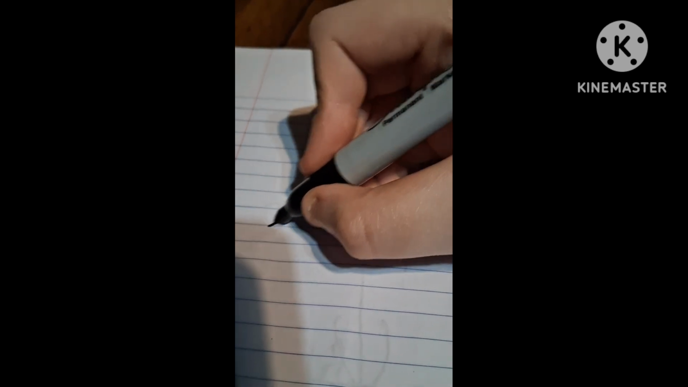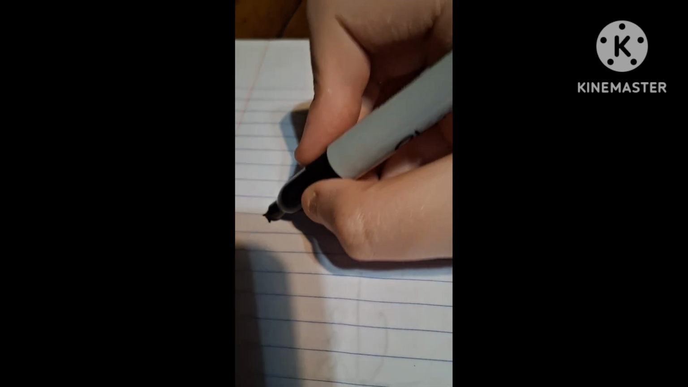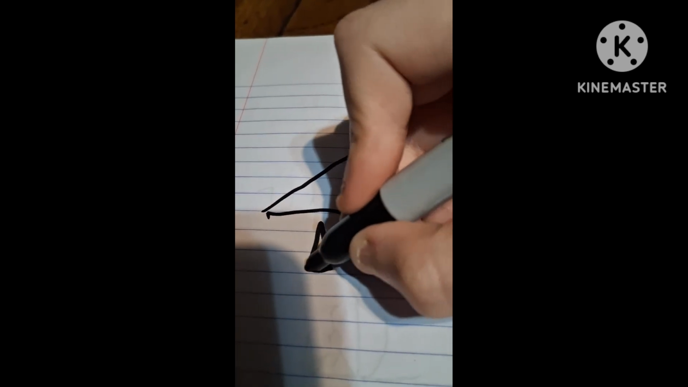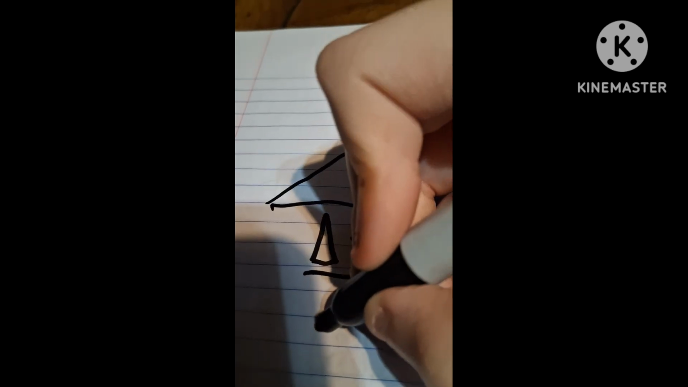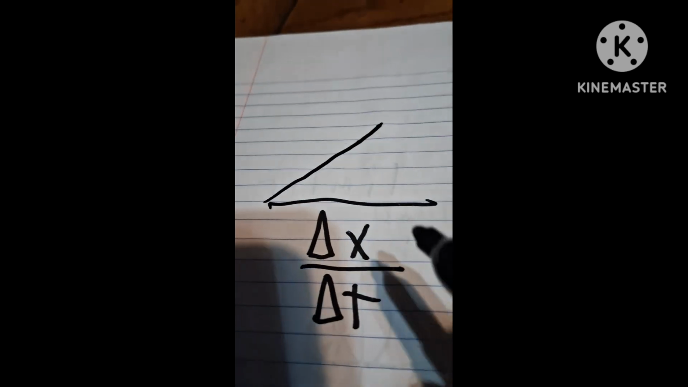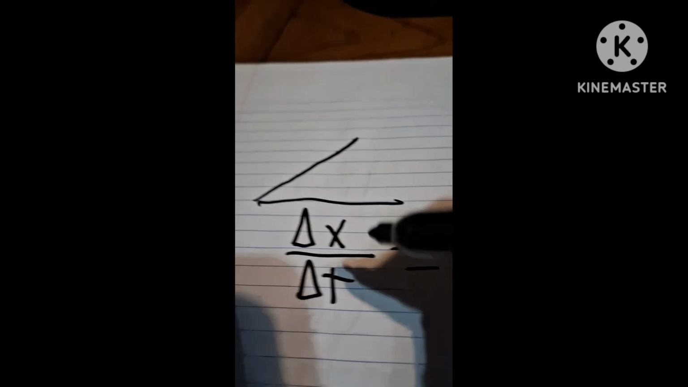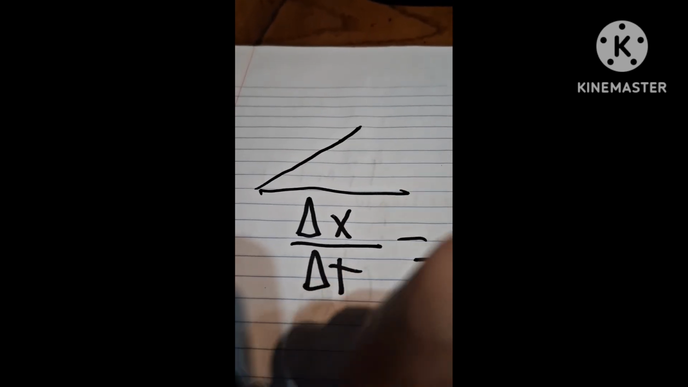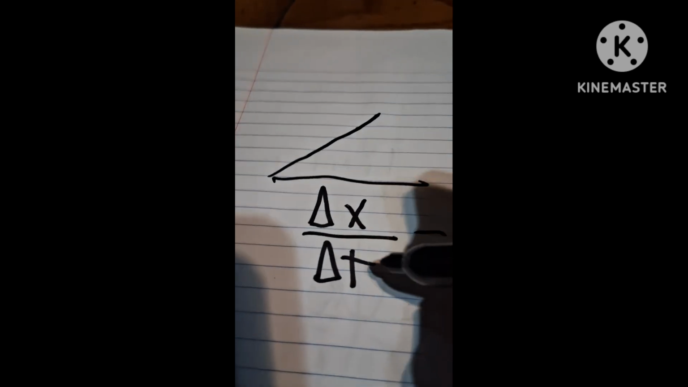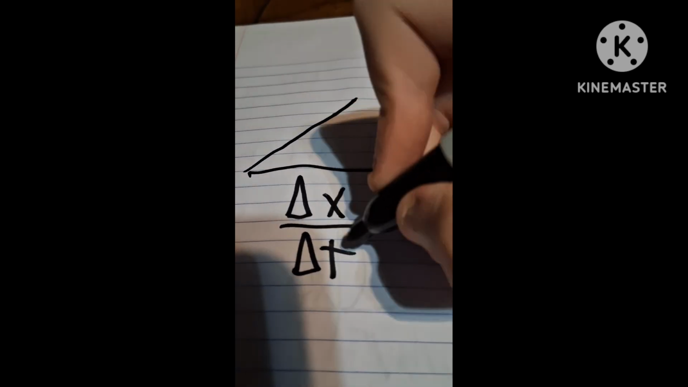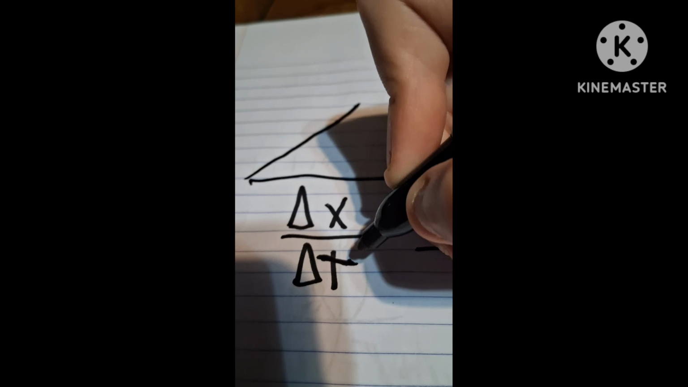So we have an object moving along the x and the y axis. That's actually how you write the velocity along the x-axis. It's the change in the x position over the change in time.